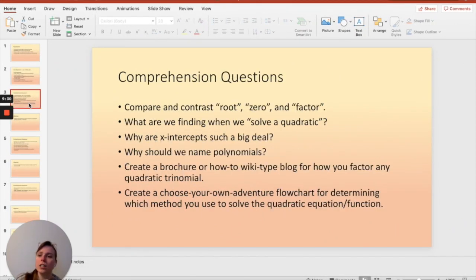We did objectives, comprehension questions. Compare and contrast root, zero, and factors. So if you stayed, you've seen these a little bit. So how are they different? How are they the same? Why are x-intercepts such a big deal? You should be able to answer that now. And what are you finding when you solve a quadratic? You should be able to answer that now.